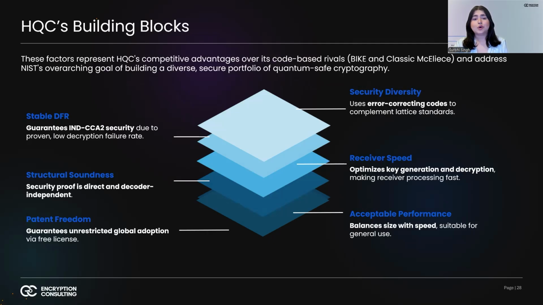While HQC is not the smallest algorithm, and its keys and ciphertext are larger than some competitors, its overall profile was deemed perfectly acceptable for the majority of general applications. Its higher processing speed compensates for its larger size. The successful navigation of the trade-off, prioritizing speed and security confidence over minimal bandwidth, makes HQC a viable solution for widespread use.